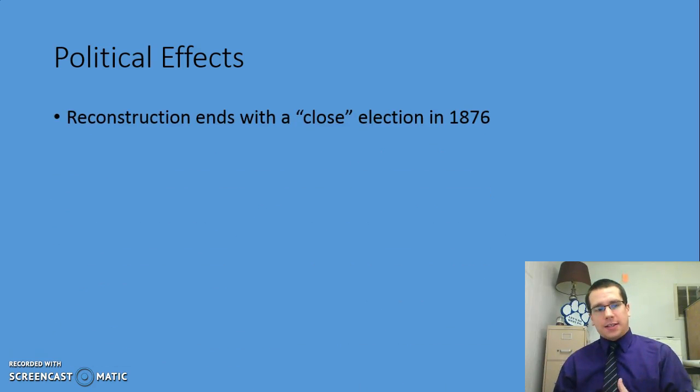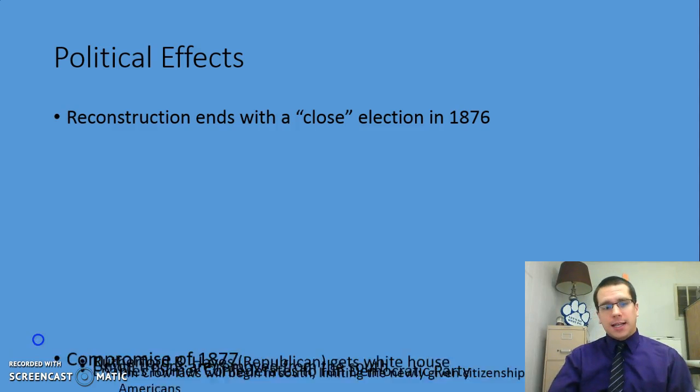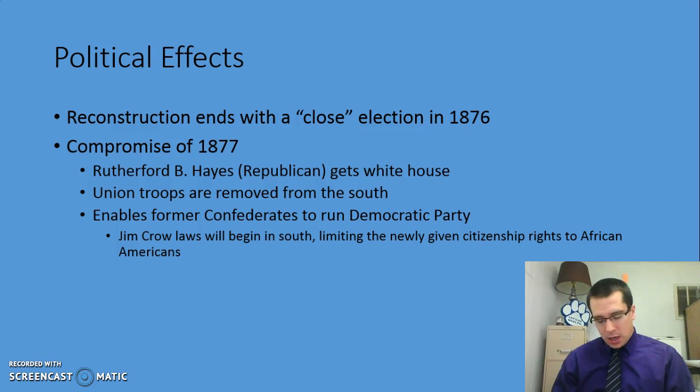More political effects, of course. Reconstruction ends with a close election in 1876. Democrats and Republicans still fighting over political issues. The North is dominated by Republicans. The South is dominated by Democrats. The popular vote is so close, and actually the Democrat Tilden is going to win the popular vote. However, that's not what's eventually going to happen. Rutherford B.